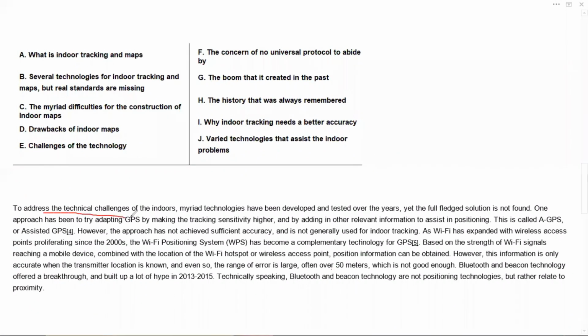To address the technical challenges of the indoors, myriad technologies to address. They're not talking about the challenges, kindly understand. To address the challenges, so there you have to talk about the solutions. So the answer, challenges of the technology, is wrong. The drawbacks of indoor maps is not making sense there. Myriad technologies have been developed and tested over the years. Don't just stop there, comma is there. Yet the full-fledged solution is not found. So what they're talking about is so many technologies have come up, yet we have not got the solution yet.